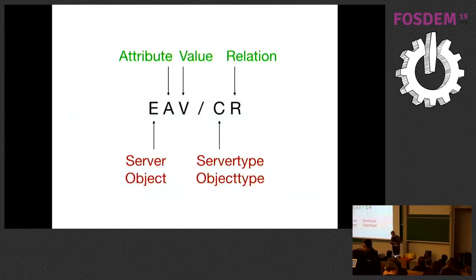If you've ever worked with EAV or entity attribute value databases before, that should look familiar because this is what server admin is at its core. The full name would be entity attribute value with classes and relations. Though it's good to note that our naming is kind of off. We call attributes attributes and values values and relations relations, but the entities we call either servers or objects, and the classes we either call server types or object types.